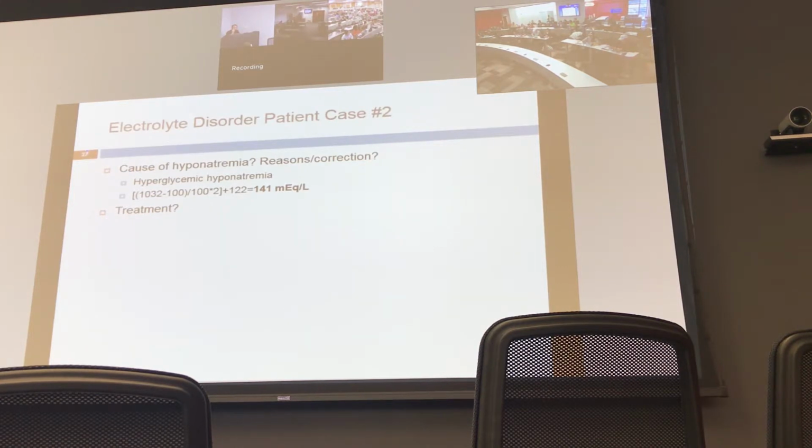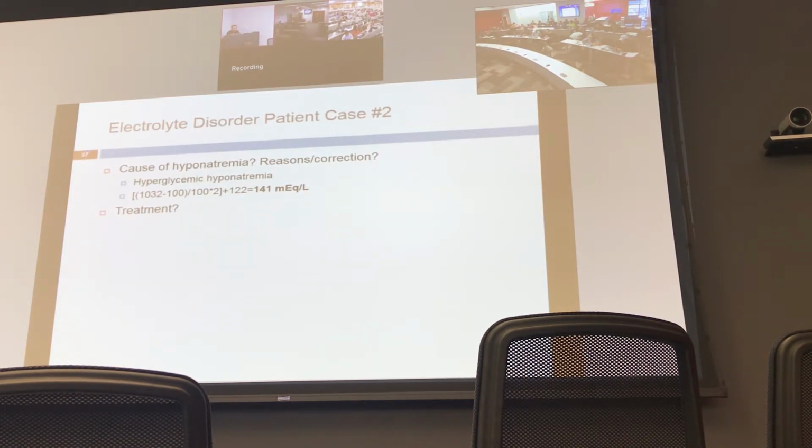Are there multiple ways to calculate corrected sodium? Because I found a different equation online and that gave me the 137. There's about 1,000 different ways to calculate it. Yeah. Some people say add 1.6 for every 100. Some people say add 2.4. I like 2 because it's easy to remember.